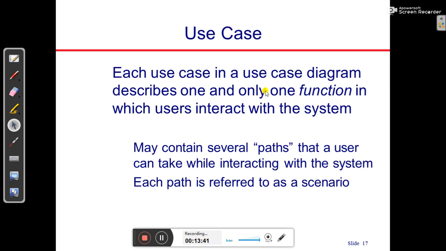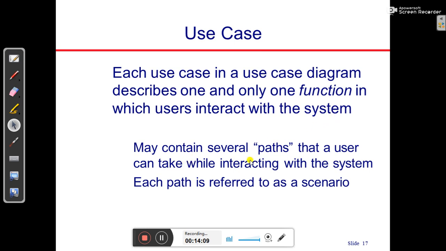Each use case in a use case diagram describes one and only one function in which users interact with the system. So every use case describes one and only one function. In a use case diagram there might be lots of use cases. Try to understand these things from this statement. But every use case describes only one function, not multiple functions, in which users interact with the system.